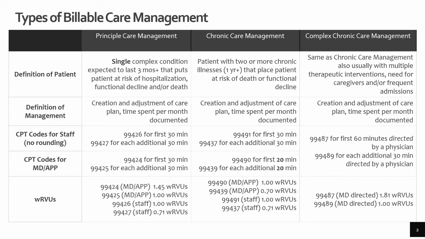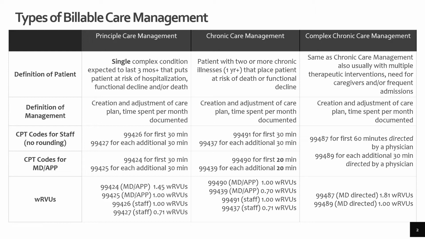Chronic care management is the oldest of these codes, and it is a patient who has 2 or more chronic illnesses for a year or more that place the patient at risk of death or functional decline. So again, you have to create a plan of care, and you have to document your time spent per month. The difference between this and principal care management is the number of diagnoses that you're managing, the number of illnesses, and also the time set, which is a little bit strange.